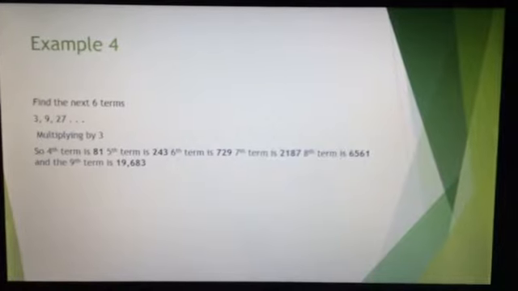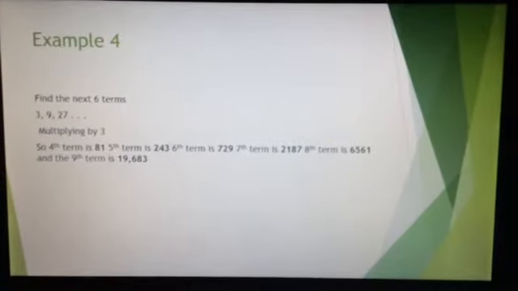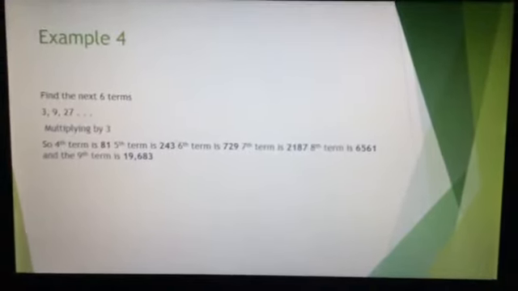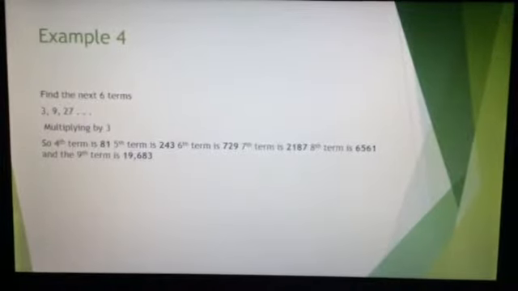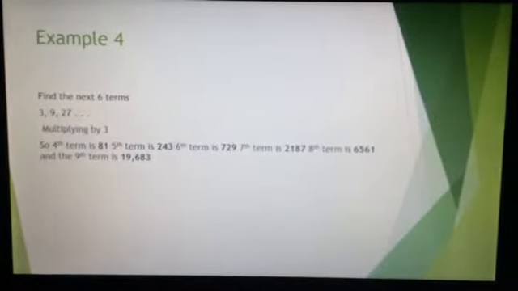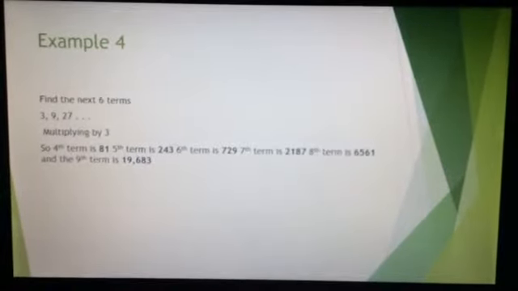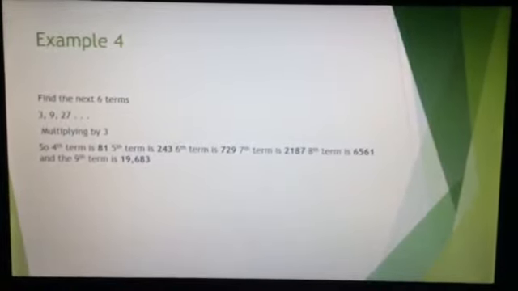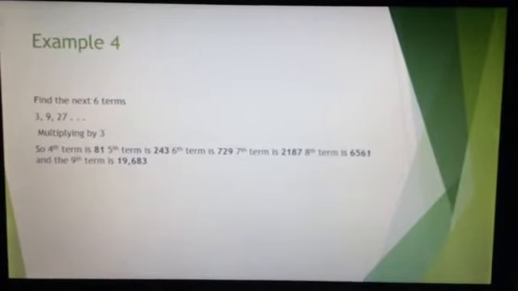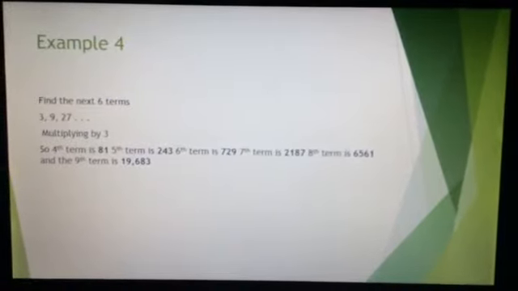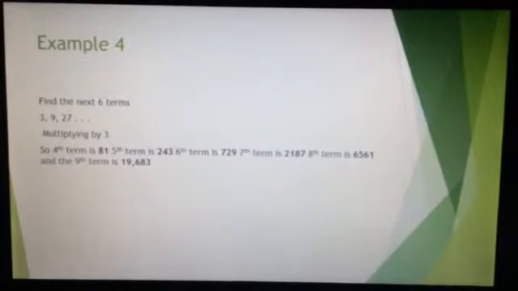So for the fourth term, you would do 27 times 3, which would be the 81. For the fifth term, you would do 81 times 3, which would equal your 243. The sixth term is 729, so you'd find that by doing 243 times 3. The seventh term is 2,187, and you would find that by multiplying 729 times 3.